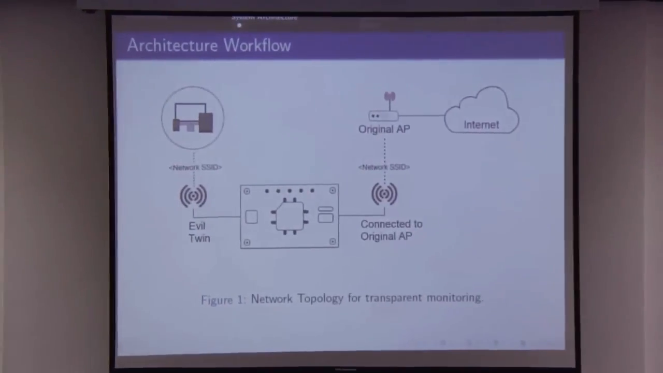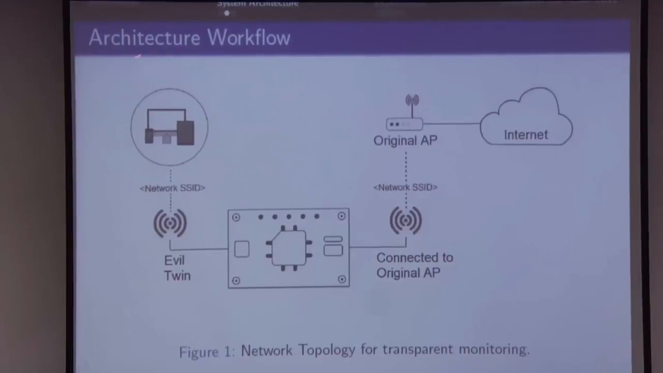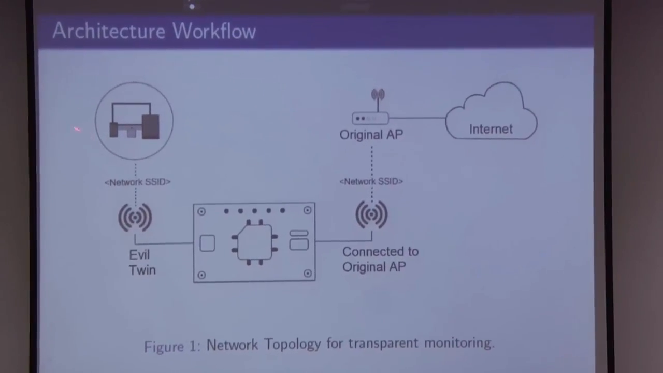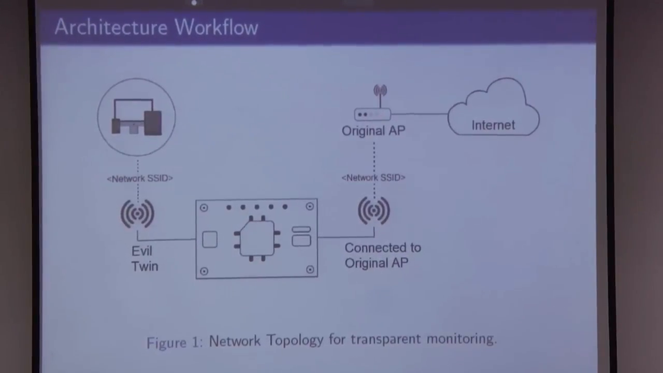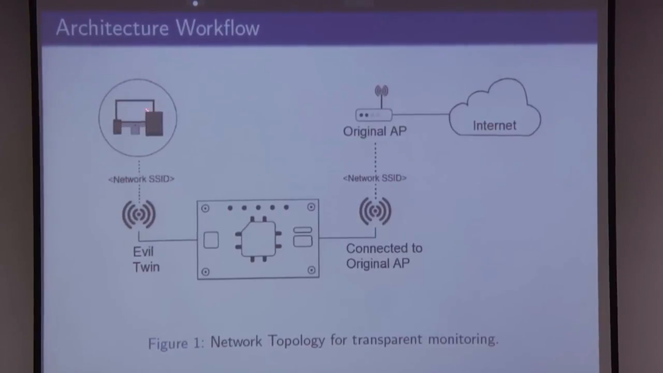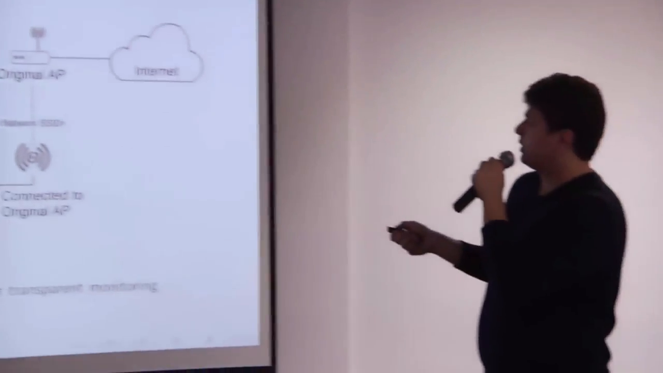So here we have the architecture workflow of our solution. First, you only have this scenario right here, where you have the original access point providing internet access to the workstations, and the workstations connect to this access point and can browse the internet. Right here, we are adding a third entity into this environment, which is our proposed device. This device is going to interfere with the connection between these workstations and the access point. We do this so no extra configuration needs to be done on the workstations.